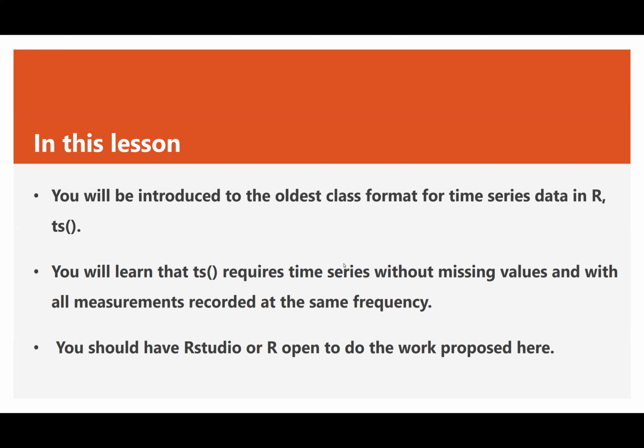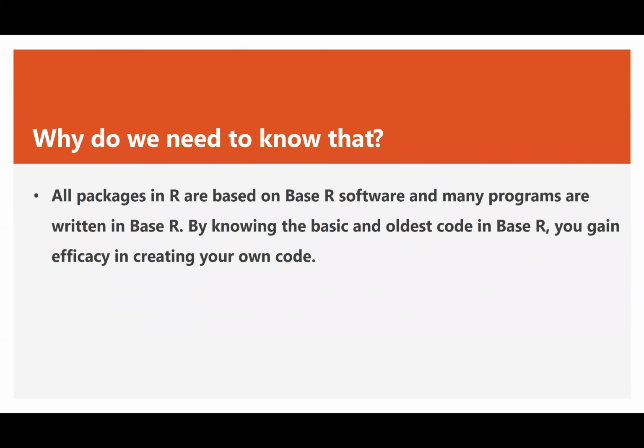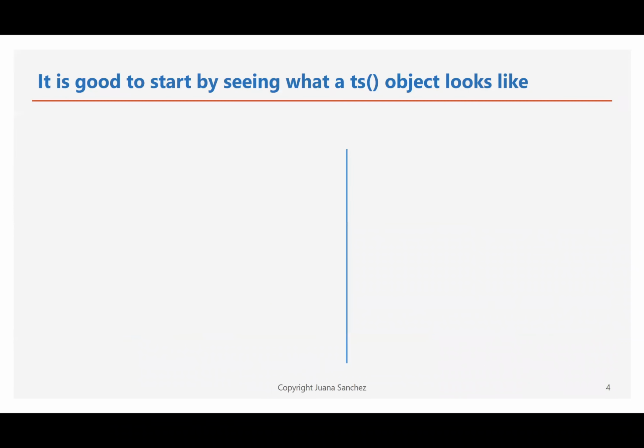You should have RStudio or R open to do the work that we are going to propose here. Why do we need to know that? All packages in R are based on base R software, and many programs are written in base R. By knowing the basic and oldest code in base R, you gain efficacy in creating your own code. The modeling and forecasting approach that you use in the future depends on the kind of data that you have. If you cannot determine the prominent features of your data before you analyze it, you will not know how to proceed. It is good to start by seeing what a TS object looks like.